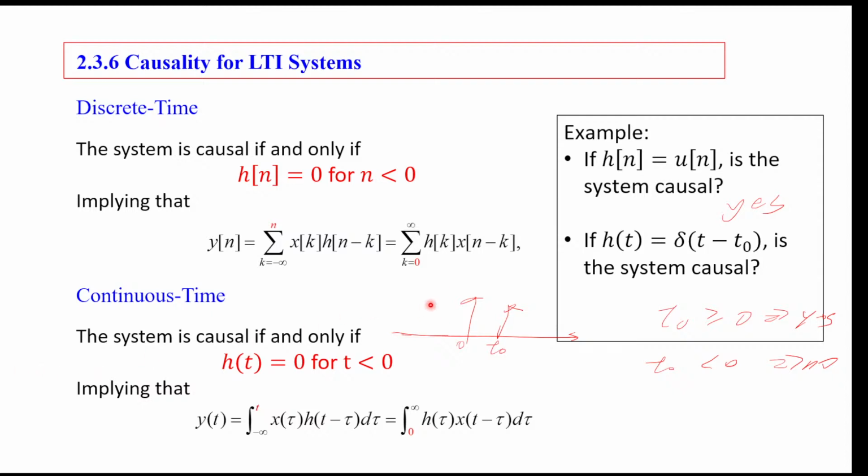Does this make sense? When t0 is greater than 0, your system is delaying your output, so it is a time delay system. Your input is delayed by some time t0, so that's causal. But when t0 is less than 0, your output is actually happening before your input, so that's not causal. Okay.